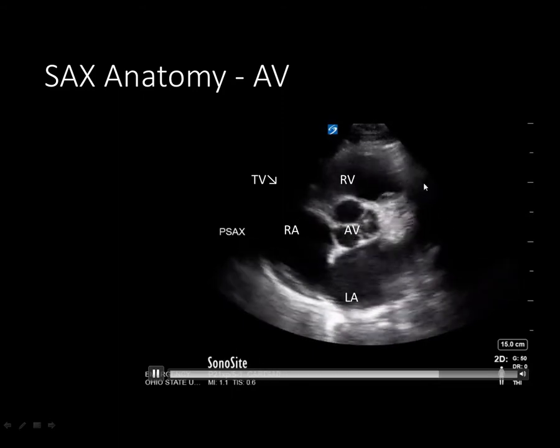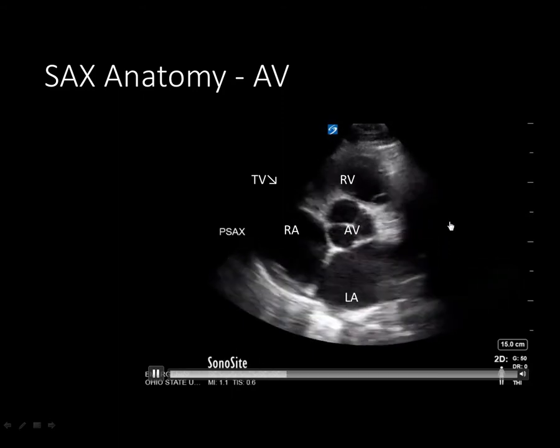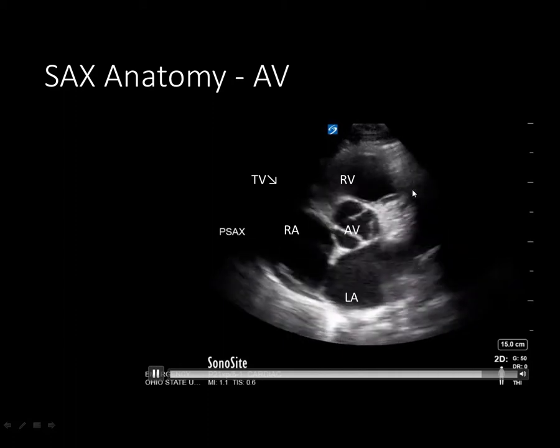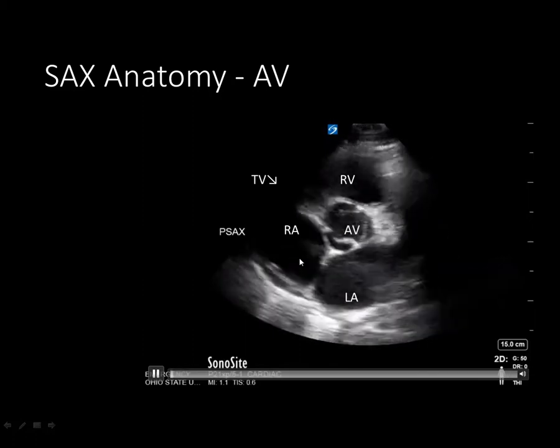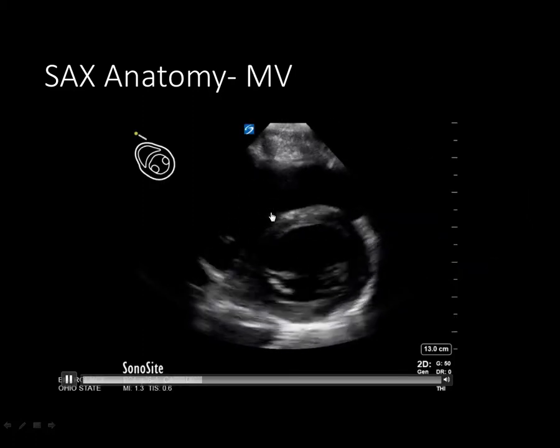Occasionally, we are able to view the right ventricular outflow tract and the tricuspid valve in this view. The right atria will be on the leading edge and the tricuspid valve there.